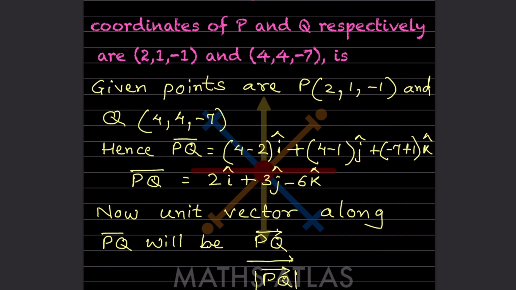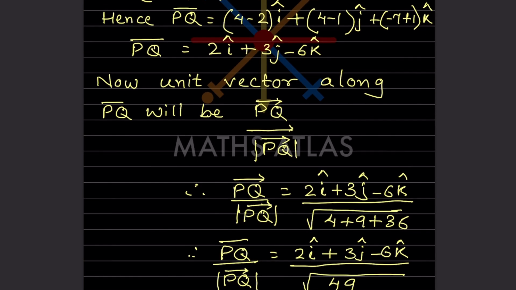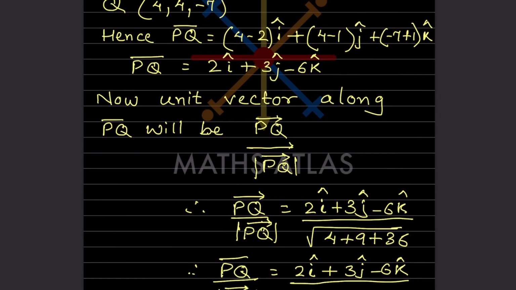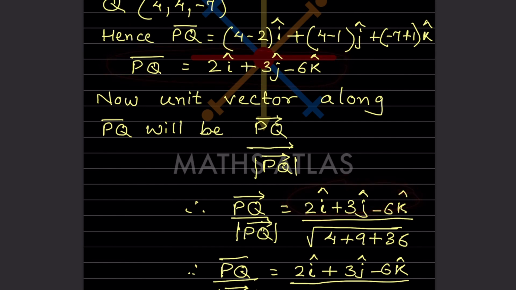So now the unit vector along PQ will be PQ divided by the modulus of PQ. Here PQ is given over there, so the same thing you will write here. And whenever you write the modulus, that is the root of a square plus b square plus c square.